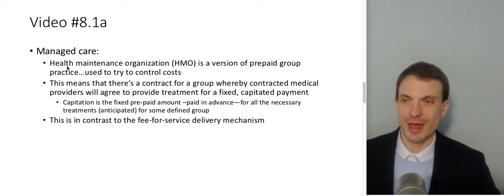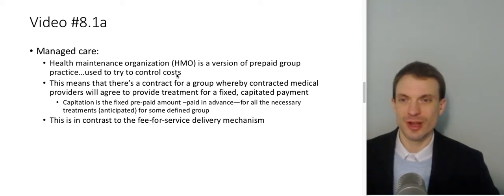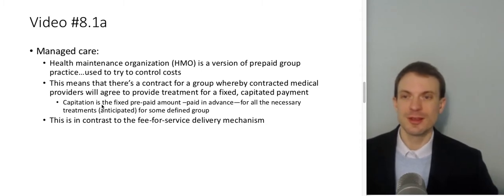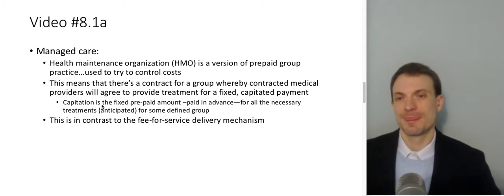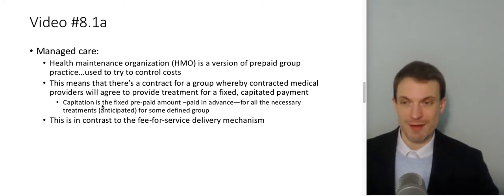So for example, we have the Health Maintenance Organization, the HMO. It'd be a version of a prepaid group practice used to try to control cost, meaning there'd be some contract for the group that's covered whereby the medical providers that are included in the HMO are agreeing to provide treatment for some fixed capitated payment. Capitation, it's the fixed fee, it's a fixed prepaid amount that's given in advance for everything, all the necessary treatments for some defined group. And I've noted here, these are paid in advance for all the necessary treatments that have been anticipated on the basis of population data, right?